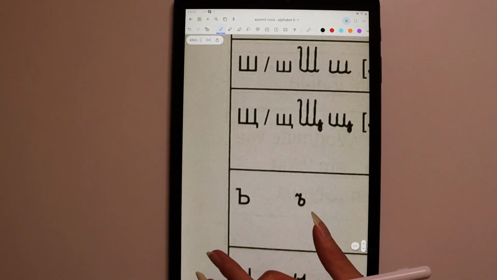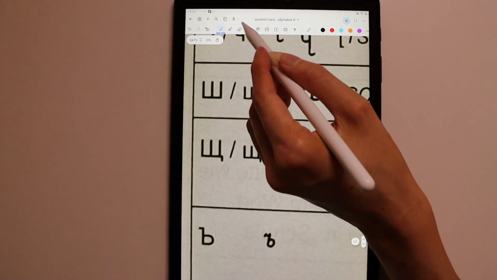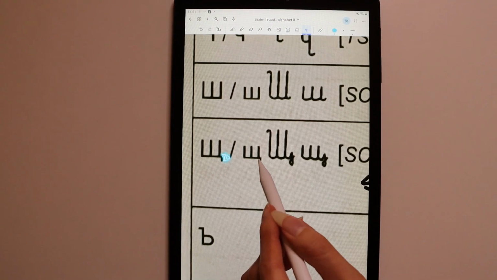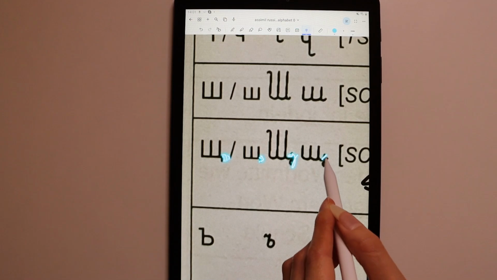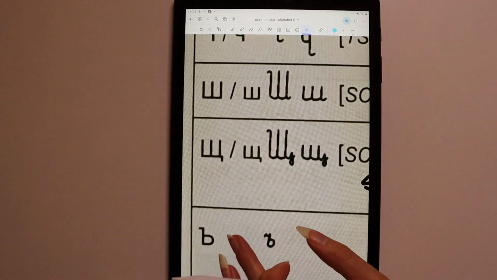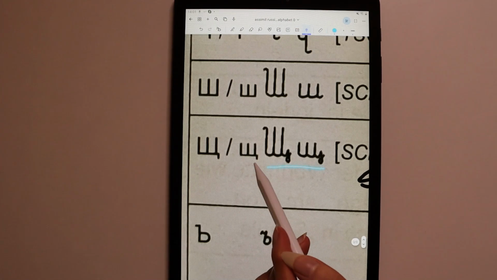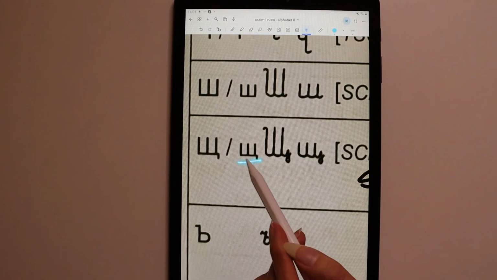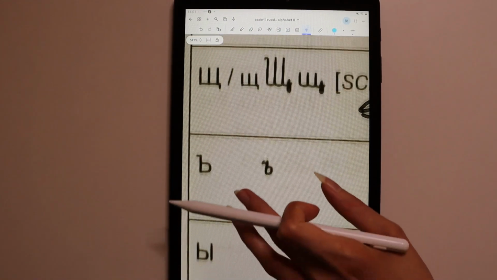A bit softer, and it looks exactly like the sha, but it has this tiny line added to it. And again you see the similarities between these two versions, and also the lowercase letter looks like the uppercase letter, but again it's just a bit smaller.